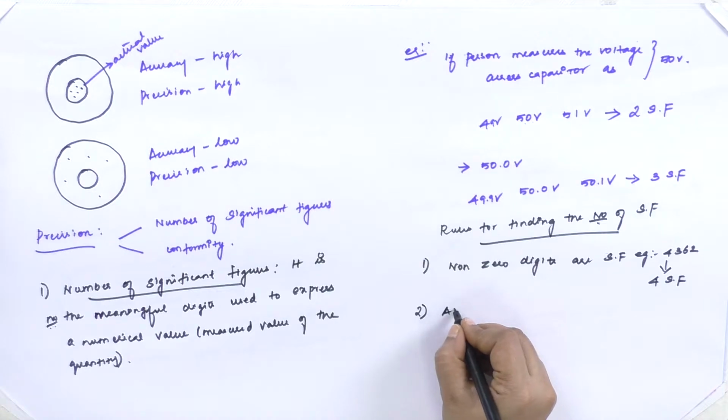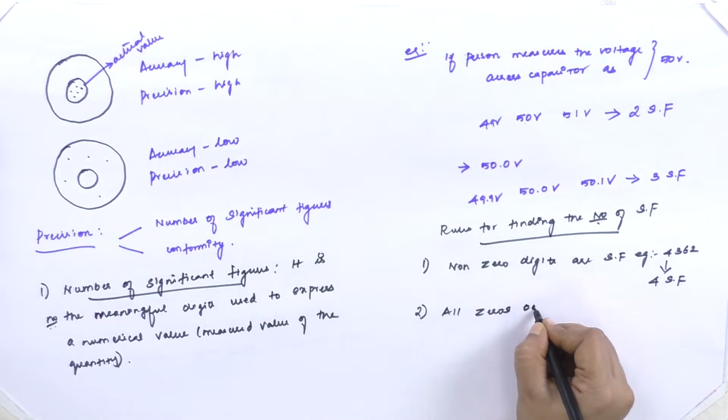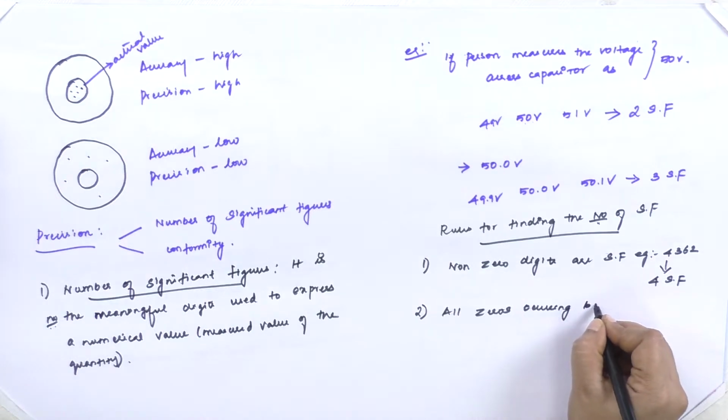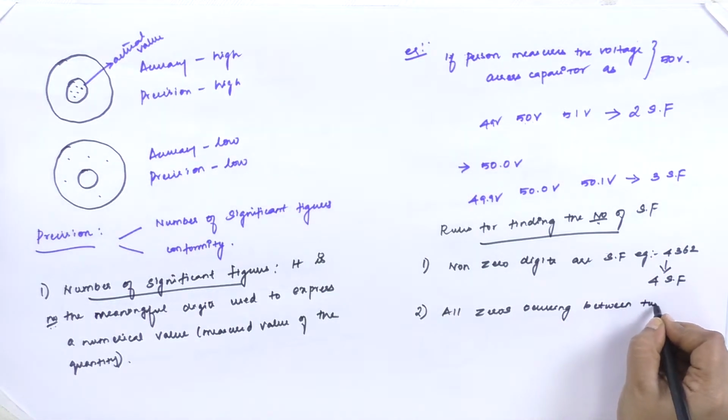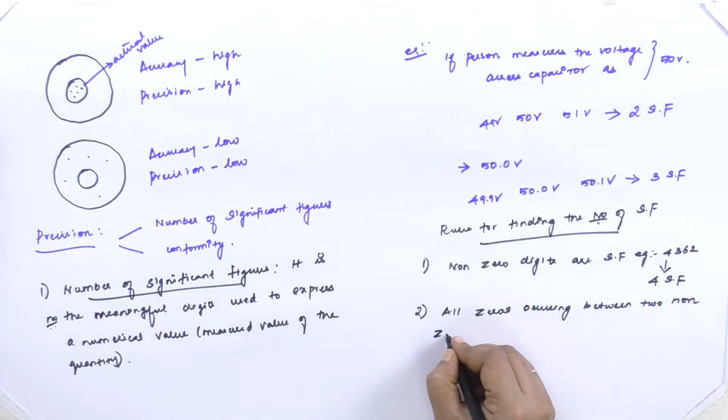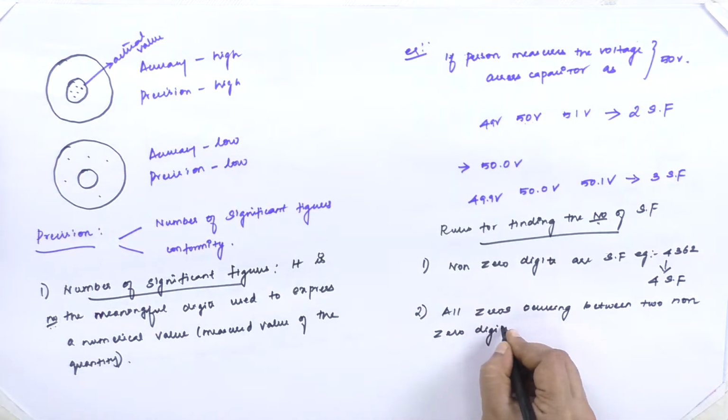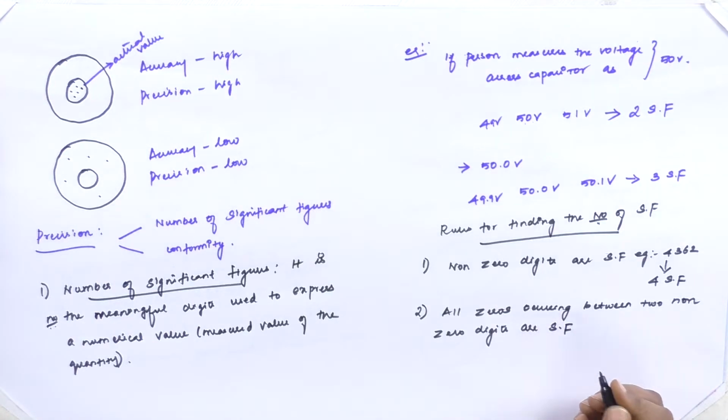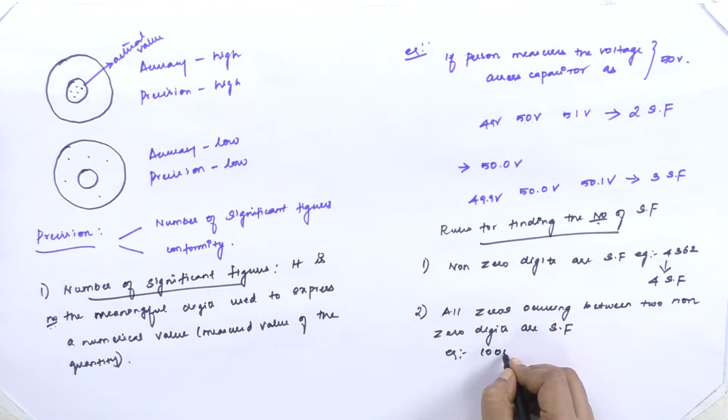The second one is all zeros occurring between two non-zero digits are significant figures. Example 1005. So we have to consider all the zeros which are between the two non-zero digits, in this case 1 and 5 are the non-zero digits. The zeros in between these two non-zero digits are to be considered for calculating the number of significant figures. So in this case we have 4 significant figures.